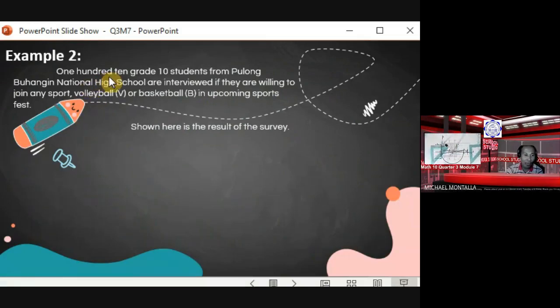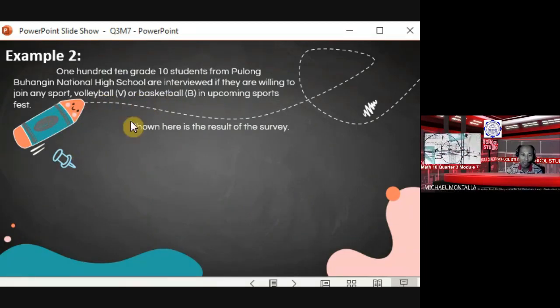At sabi dito 110 grade 10 students. Doon pa lang mag-isip ka na, 110. Ilan yung sample space mo? 110. Okay, very good. So from Pulong Buhangin National High School are interviewed kung willing ba sila na mag-join ng any sport katulad ng volleyball or basketball sa upcoming sports fest.